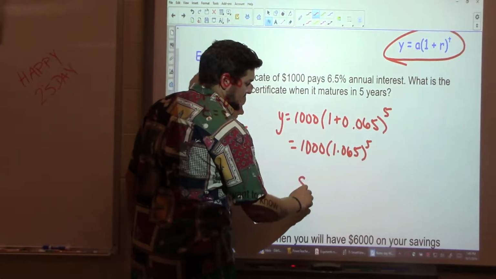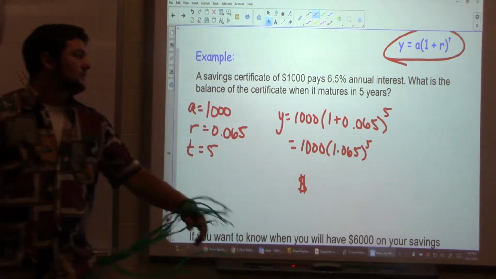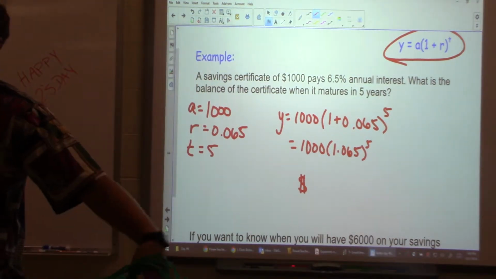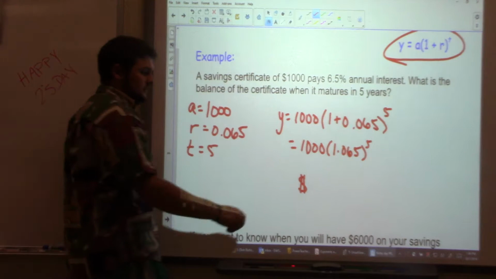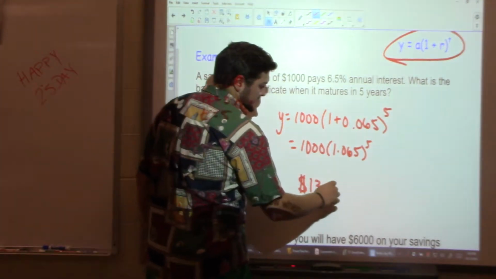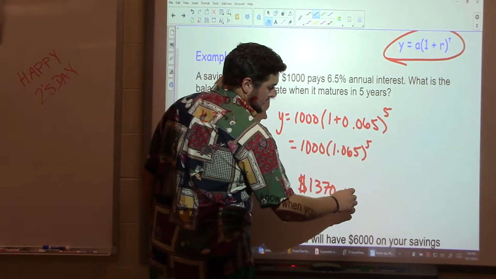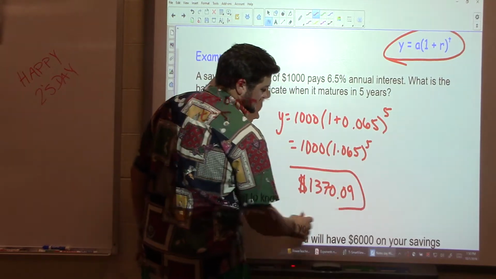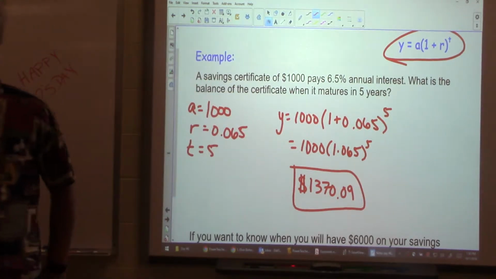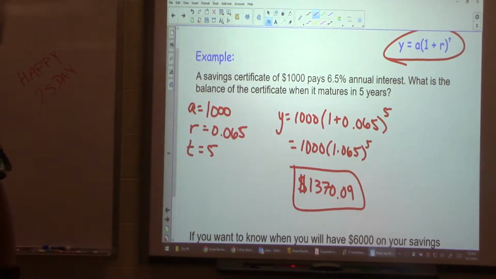How much money should that certificate be worth in 5 years? What's that, Jared? 1,370 and 9 cents. Good job, Jared. Very good. Awesome.